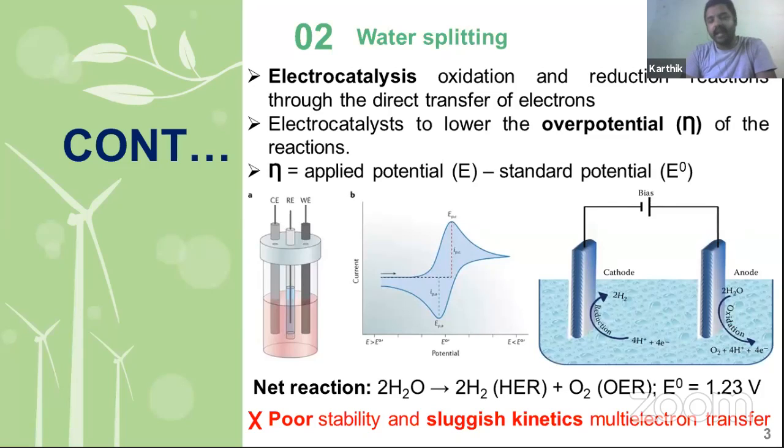potential and standard potential. So a good electrocatalyst must lower the overpotential, or in other terms, it must possess very low overpotential. But it has some limitations. That is, its stability is very poor and its reaction rate is hindered by the applied potential and standard potential.